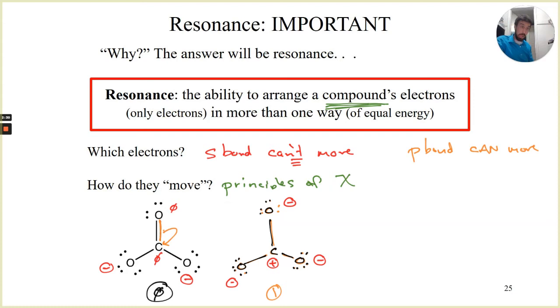Okay? Or not a best. It could be a useful one because that now allows us to see something about the reactivity. That P bond could move around, generating a negative oxygen and a positive carbon. We now have sites of reactivity within the molecule. Cool. But it doesn't satisfy our equal energy.